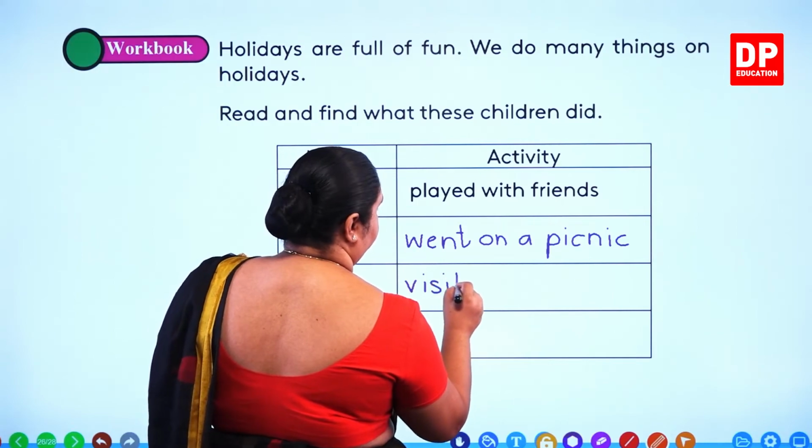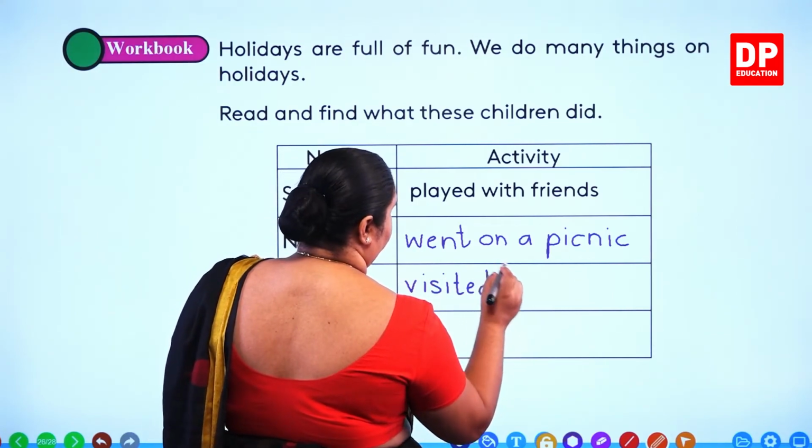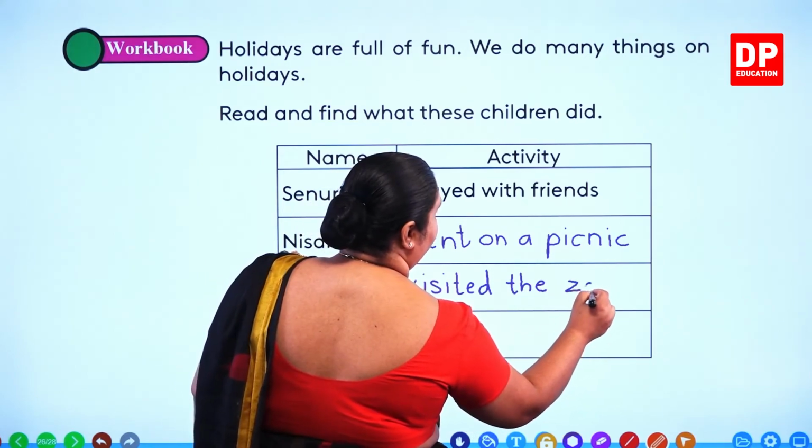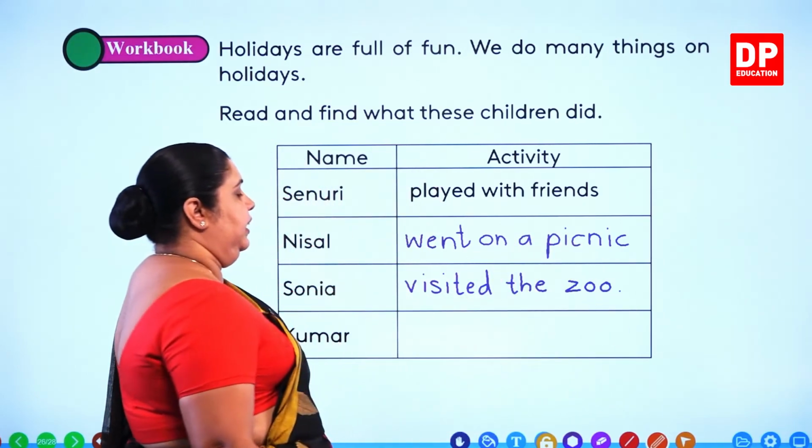Visited. ඒ කියන්නේ බලන්න ගියා කියන එක පුතේ. Visited the zoo. Zoo එක බලන්න ගියා. Visited the zoo.